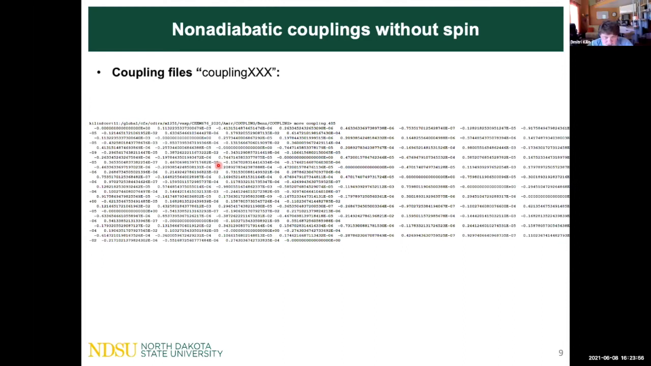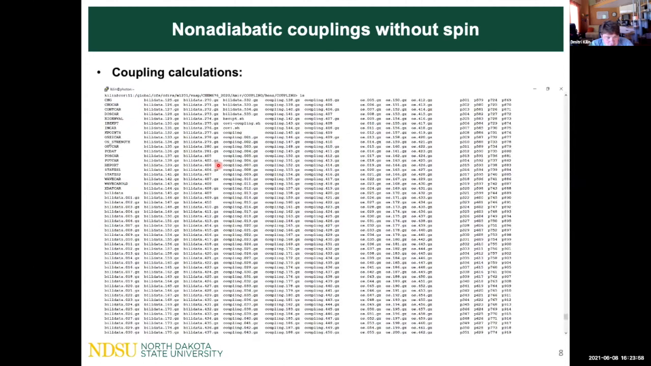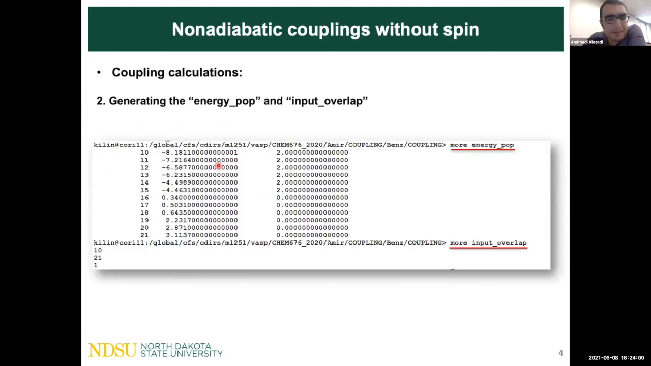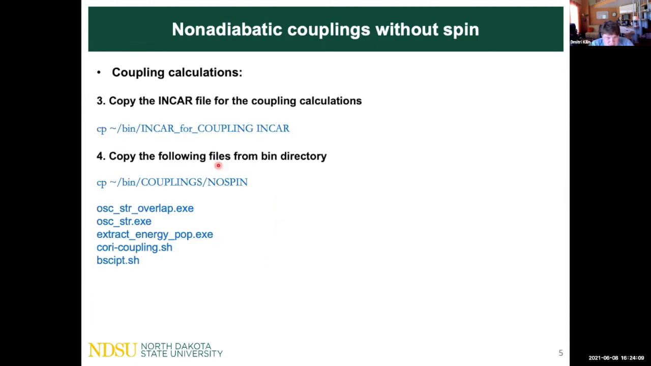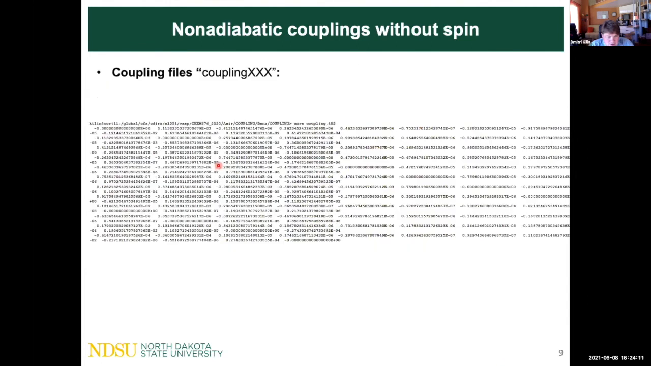Mm-hmm. Can you scroll back to your energy pop? Yeah. Okay, so how many lines are here? We have 11, 12. Okay, so now let's go to the coupling file. Yep. So the lines are so long that they don't fit into the screen. Therefore, an actual row of the matrix is continued on the next line.